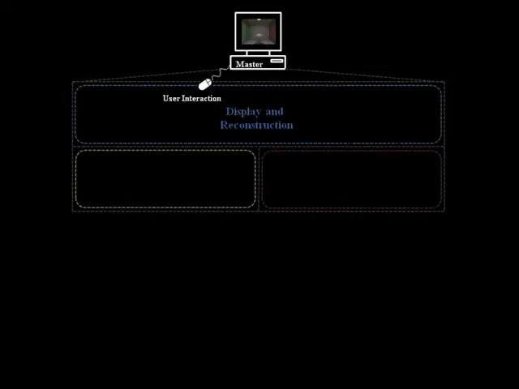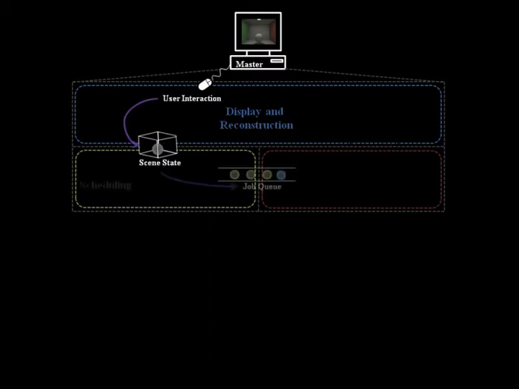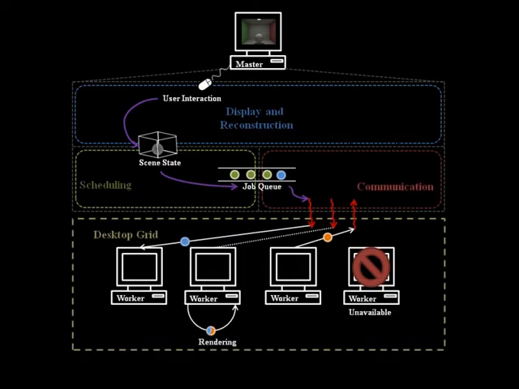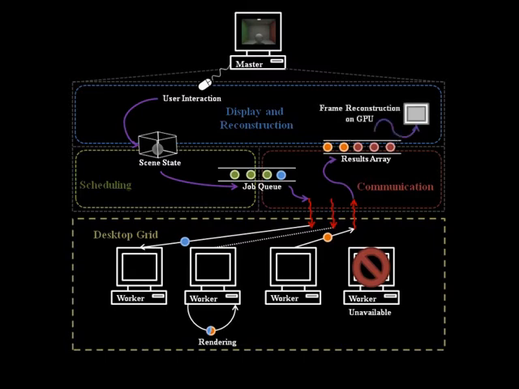First, the user interacts with the scene, defining the rendering parameters for a frame. This frame is then divided into sets of pseudo-randomly chosen pixels, which are queued up as jobs. When an idle worker connects, a job from the queue is sent to it to render. Once the results are received, the partial frame is sent to the GPU for reconstruction and display, and the whole process is performed continuously at interactive rates.